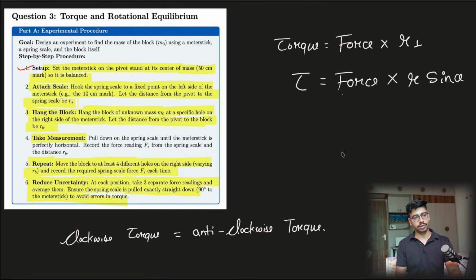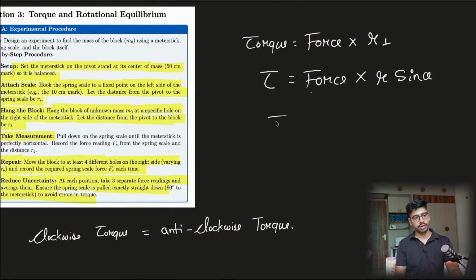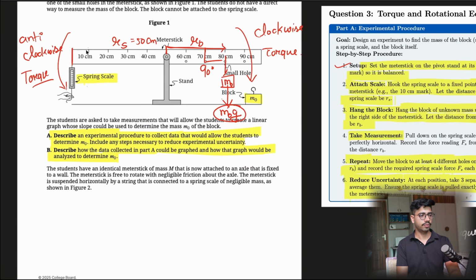So this is a torque. Right now it is 90 degrees. So the force is right now M0 g that is acting on one of the sides, and that is RB, the distance that I'm taking, and this is clockwise. In the same way, anti-clockwise is the spring force and RS, the distance that I'm taking. So the spring force and RS depend upon where you fix it.